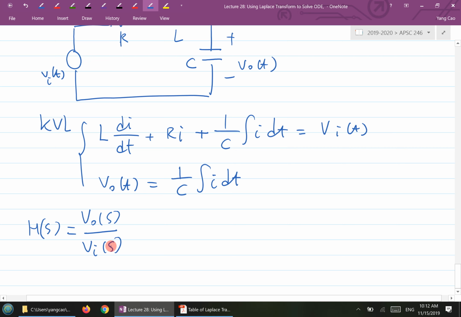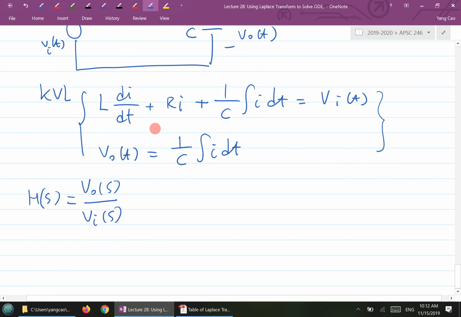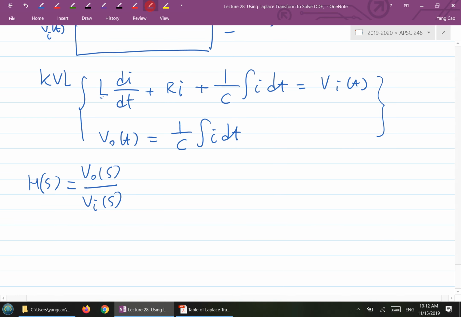So I will actually get this out of these two equations. I'm going to take a Laplace transform of the first differential equation. Don't worry about it, you have a double integral, you have one integral here, one derivative here. That's fine, that's actually also normal.